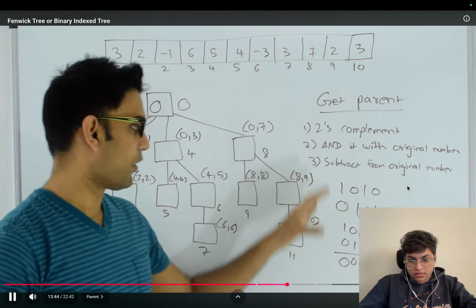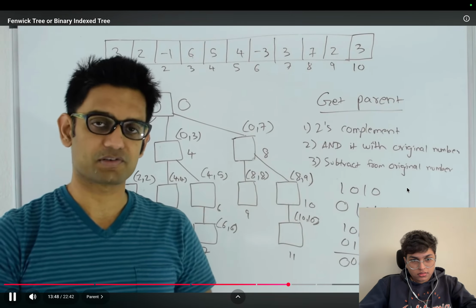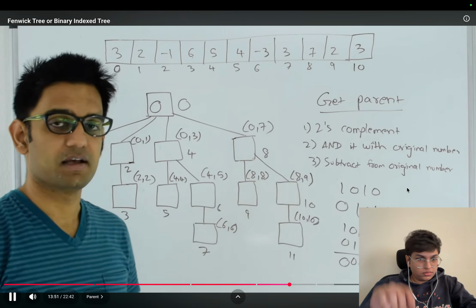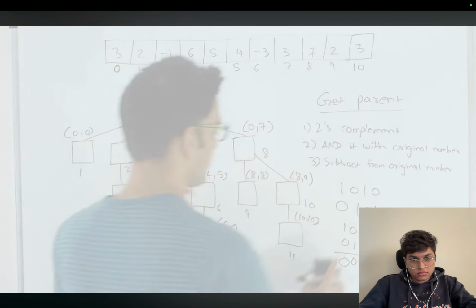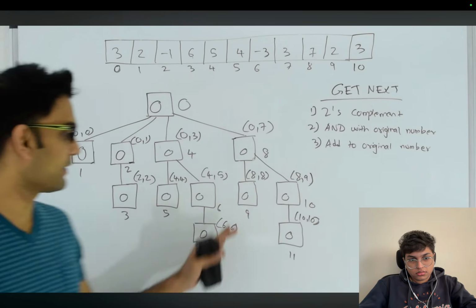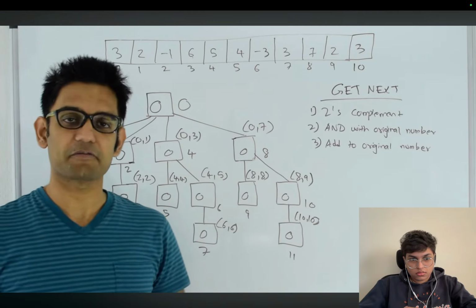To get the parent, you need to do these 3 steps, and that is an O of 1 operation. So to get the parent is an O of 1 operation. Next, let's look at how we're going to fill up this table. Previously in the video, I showed you how I filled up this binary index tree from the original array. Let's try to do that efficiently this time.